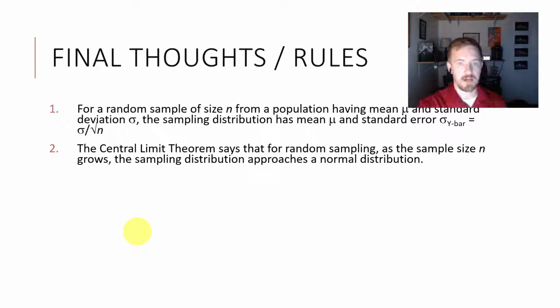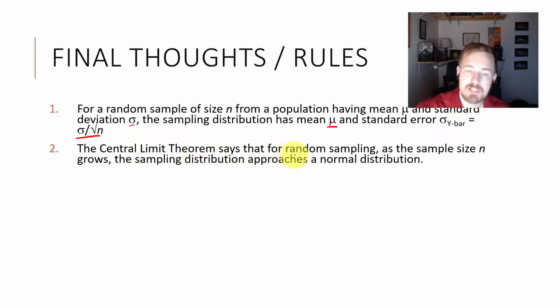So some final thoughts and rules here before we close out this chapter. When we're taking a random sample of any size from a population that has a mean of mu and a standard deviation of sigma, the sampling distribution is also going to have those things as well. But the mean is going to be mu, and the standard error is going to be equal to sigma divided by the square root of n, which we just did.